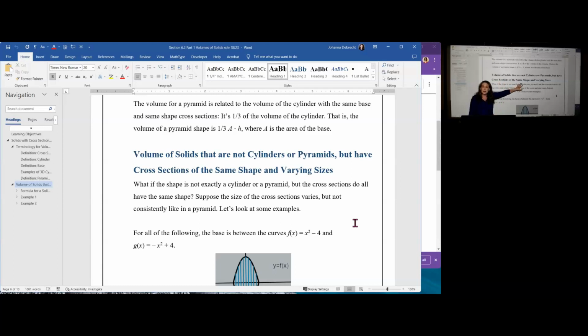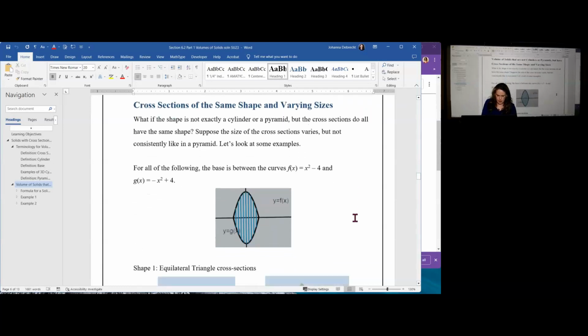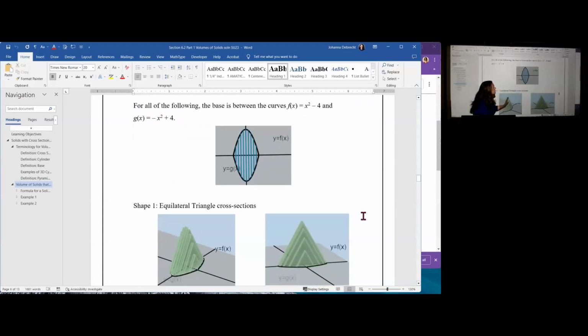Cross sections are all the same shape, but the sizes vary. In this one, I have the graph of x² - 4, which is here on the bottom, and the graph of -x² + 4 here on the top. What we want to do is look at different cross sections for this particular shape. In this first one, I have equilateral triangle cross sections. If it's an equilateral triangle, again, I can find the length of one side by subtracting the y value on F and the y value on G.